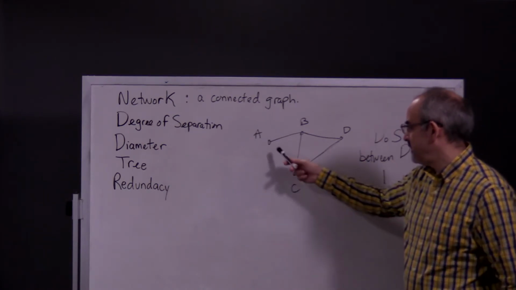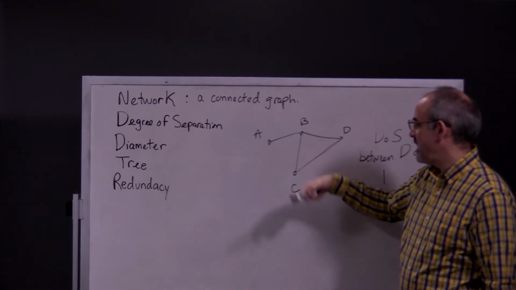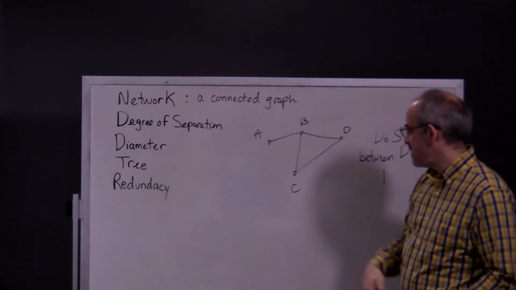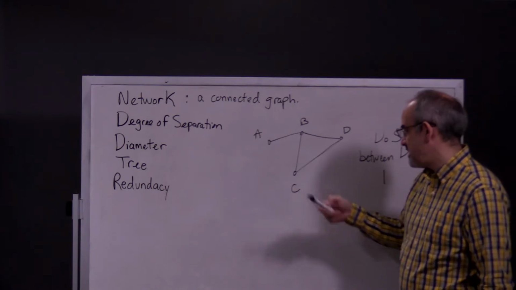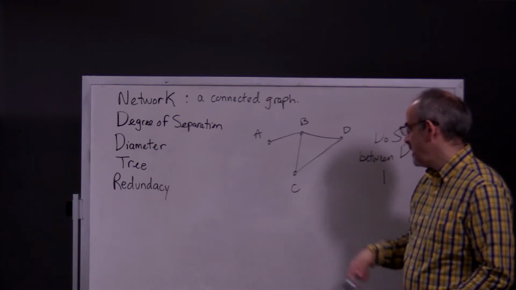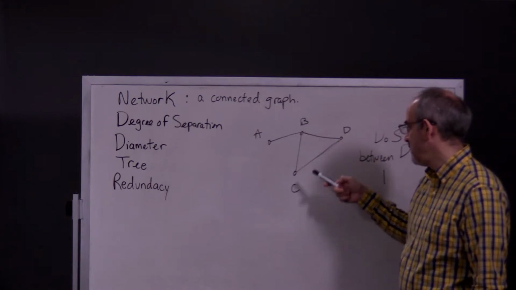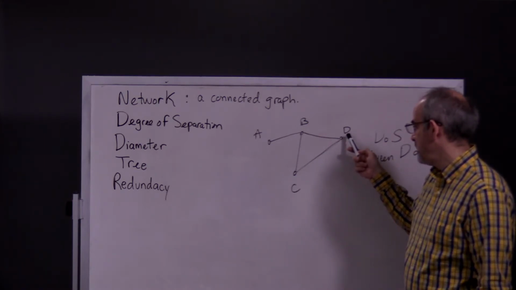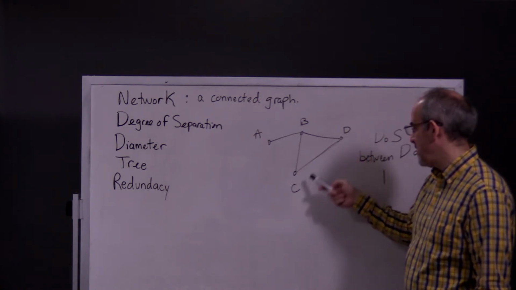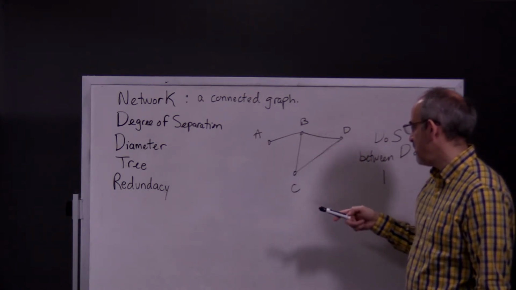So let's look. The degree of separation between A and B is 1. Between A and D is 2. Between A and C was 2. Between B and A is 1. B and D is 1. B and C is 1. Between D and A is 2. D and C is 1. D and B is 1.